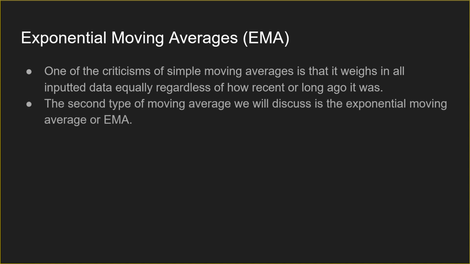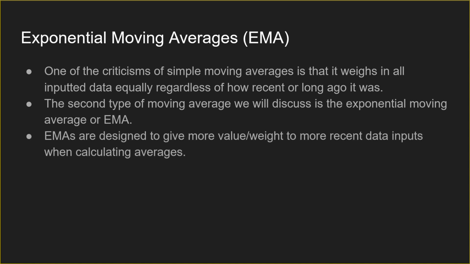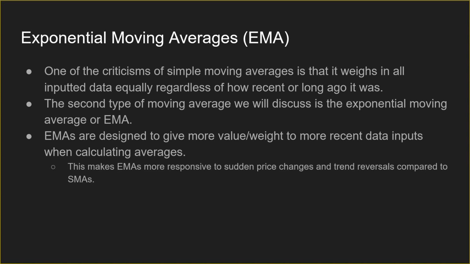The second type of moving average is the exponential moving average, or the EMA. EMAs are designed to give more value, more weight, more credence to recent data inputs when calculating averages. This makes the EMAs more responsive to sudden price changes and trend reversals compared to the SMA. So they give more weight. If it's a 50 period EMA, it's going to factor in yesterday's candle close more than price from 50 days ago.